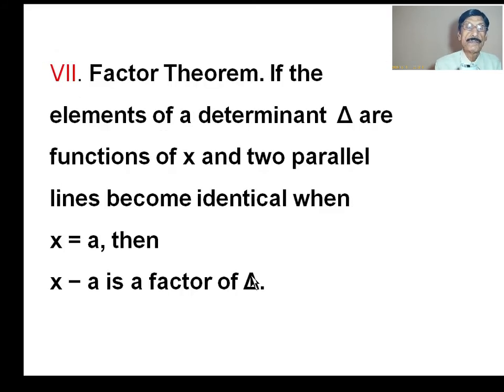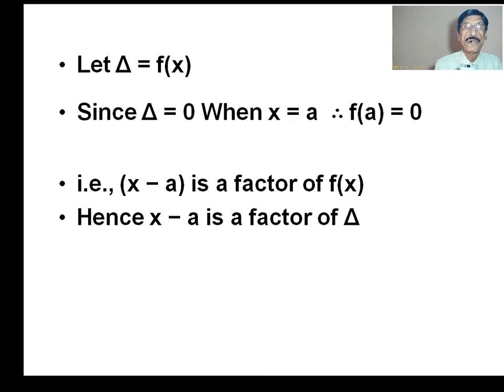Seventh, factor theorem. If the elements of the determinant delta are functions of x and two parallel lines become identical when x is equal to a, then x minus a is a factor of delta. Let delta be a function of x. Since delta is equal to 0 when x is equal to a, therefore function of a is equal to 0. That is, x minus a is a factor of function of x. Hence, x minus a is a factor of delta.